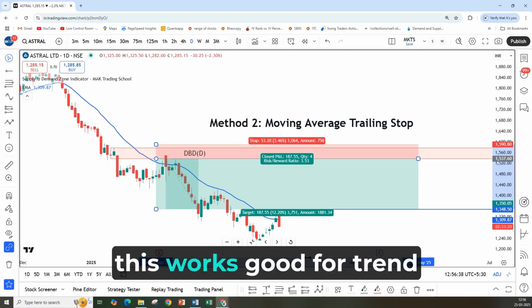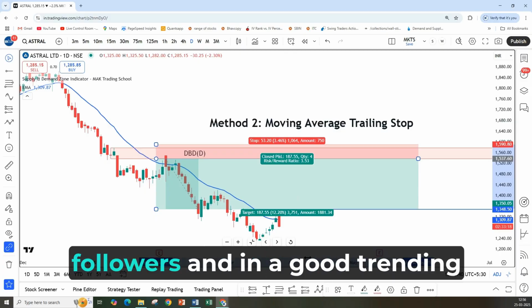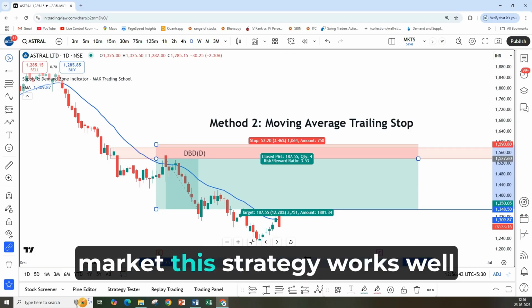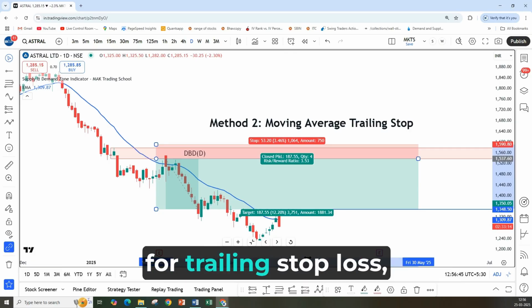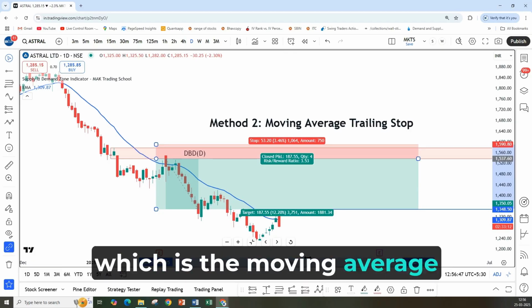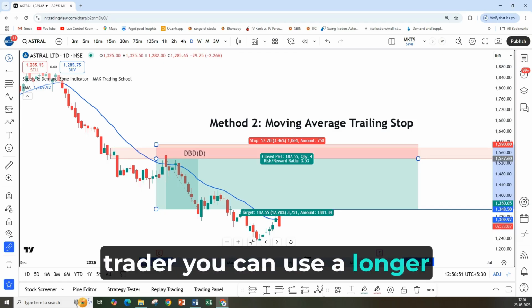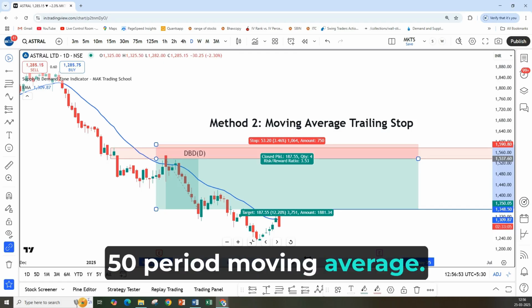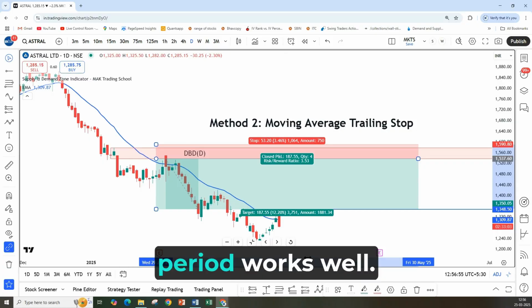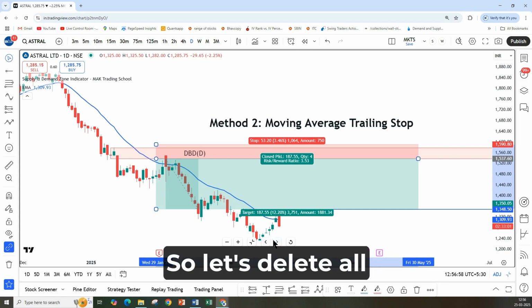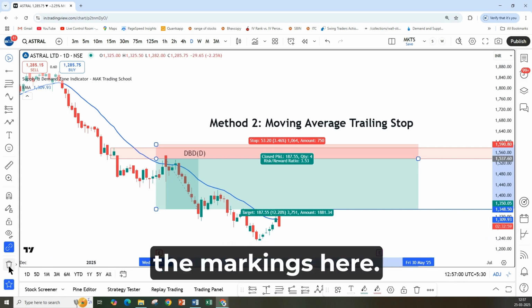So friends, this works good for trend followers, and in a good trending market, this strategy works well for trailing stop loss, which is the moving average trailing stop loss. And if you are a positional trader, you can use a longer period moving average like a 50 period moving average, but for swing trading, 20 period works well. So let's delete all the markings here.